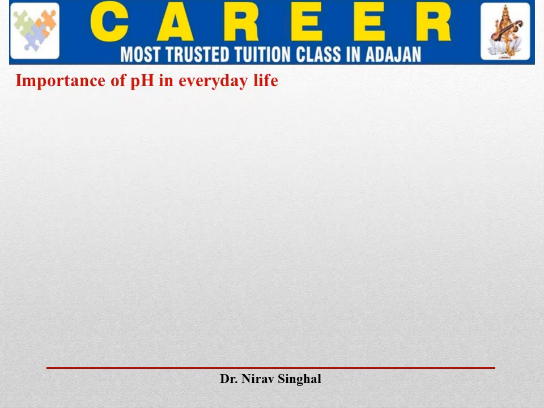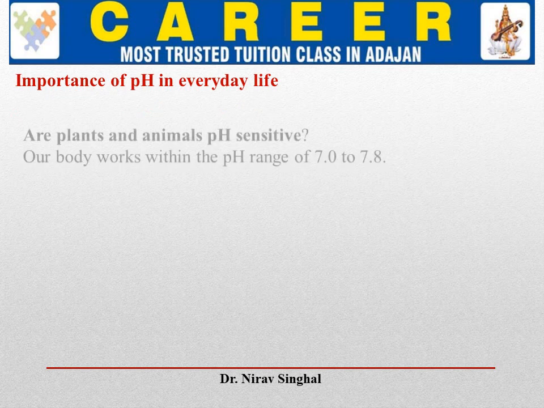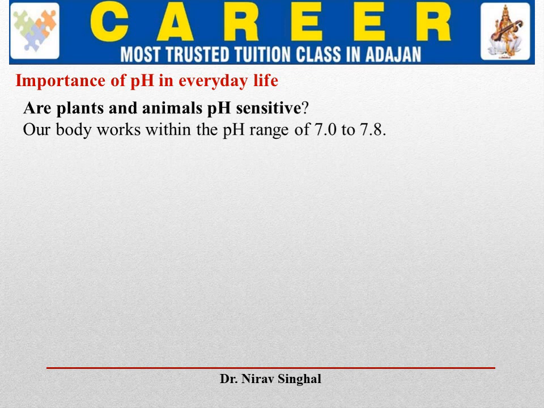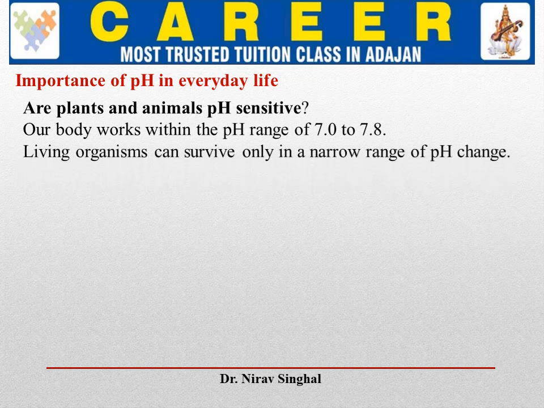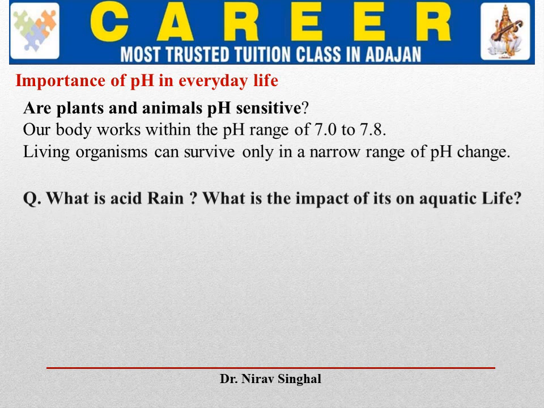Now, the importance of pH in our day-to-day life. pH plays a very important role in our day-to-day life. For example, plants and animals, we are very sensitive to pH. Normally, we work best when pH is around 7 to 7.8. If any alteration in pH takes place, then we feel discomfort and suffer from various diseases or harmful effects. Living organisms can survive only within a narrow range of pH change.